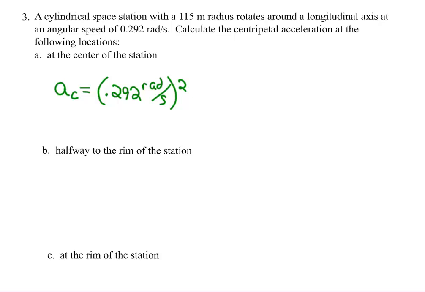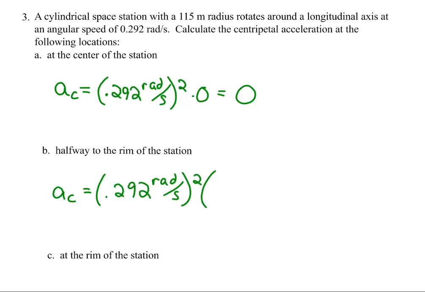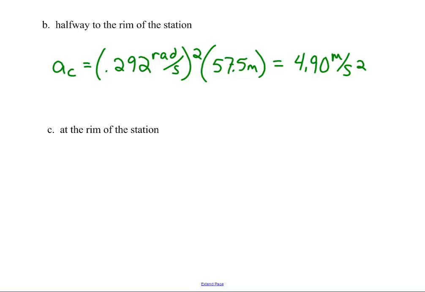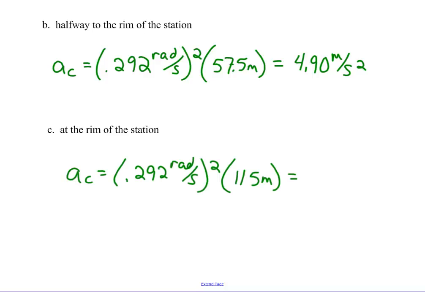Well, at the center of the station, the radius is 0. So our centripetal acceleration is 0 at the center of the station. Halfway out, same angular speed, and half of 115 is 57.5 meters. So we have a centripetal acceleration of 4.9 meters per second squared. Now if I'm at the rim of the space station, same process again, and this time I get 9.81 meters per second squared.